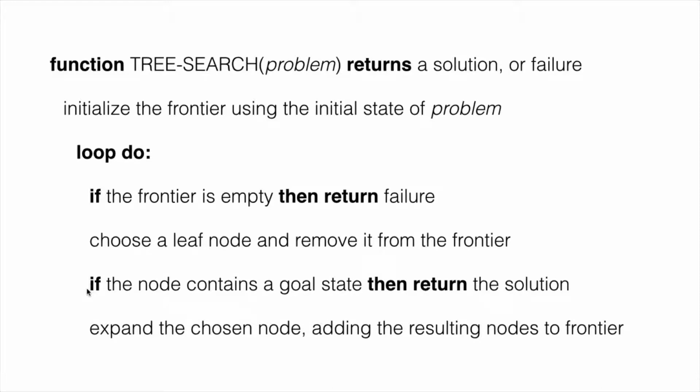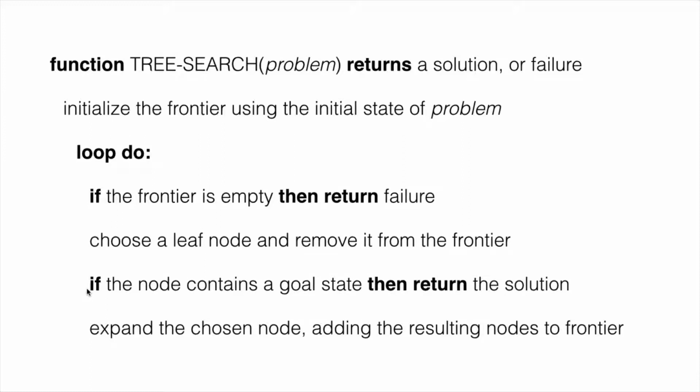So once you remove the state, the first thing you do is check if that state is a goal. If that's a goal state, then return it and you're done. You basically found the solution. It's a little bit more nuanced than that because you have to return the path to the solution or how you got to that solution. But the idea is that you found the goal state and you're very happy.